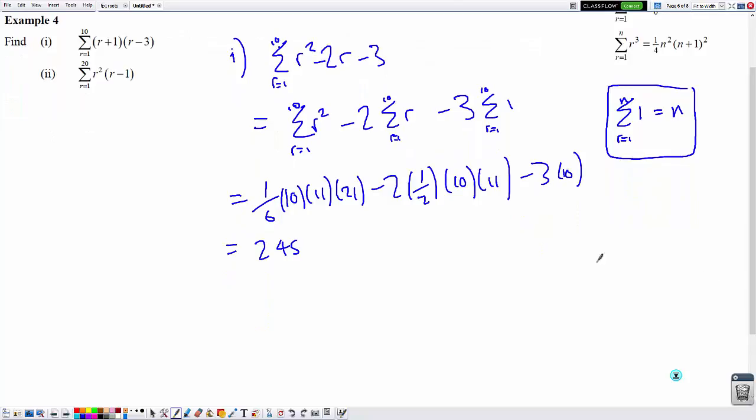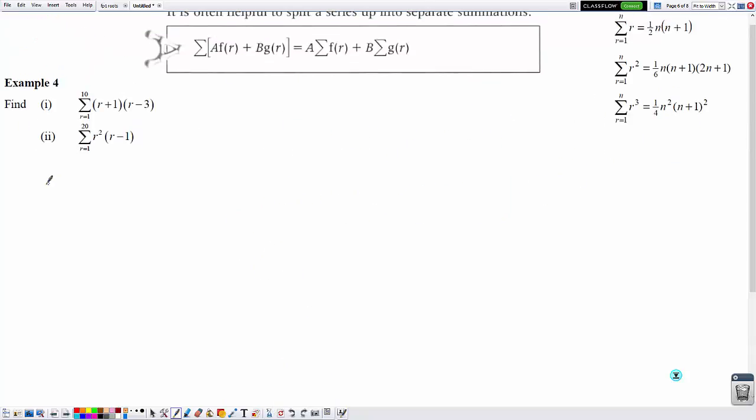Okay, so let's look at example 2. Example 2 is sigma r squared times (r minus 1) from 1 to 20. Again, like before, we just multiply this out and then split it up. Okay, so I'm going to get rid of what we did before.